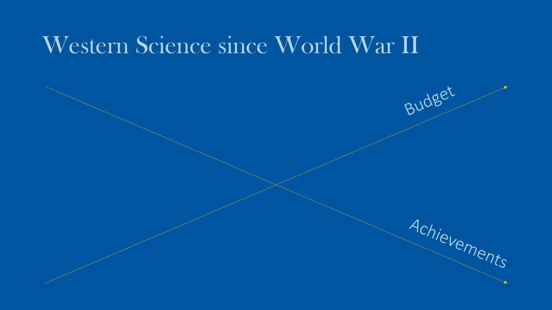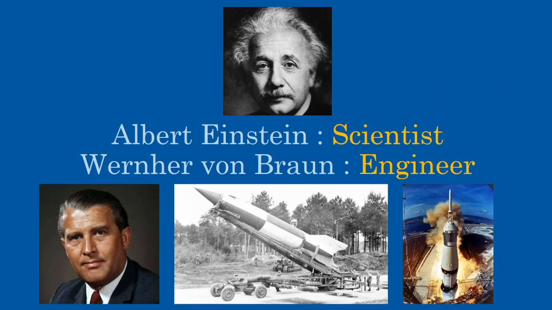In the 1930s, Albert Einstein was called a scientist, and he is right. And Werner von Braun, you know who Werner von Braun is? He's the guy who made all the rockets for the Nazis, and then did all the rockets for the Americans. You know, the moon projects.